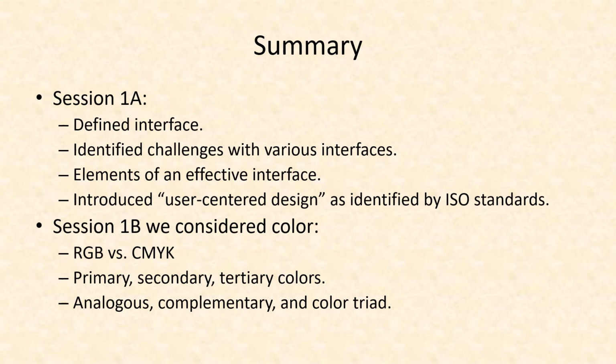And then when we looked at Newton's color wheel, we looked at three different ways to consider that color wheel in order to determine colors that are harmonious and work well together. We looked at analogous, complementary, and color triad. And we also said, don't forget to look out in nature, because you can't go wrong in finding harmonious colors there.